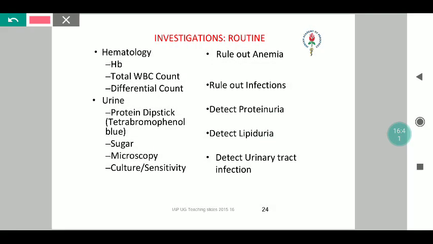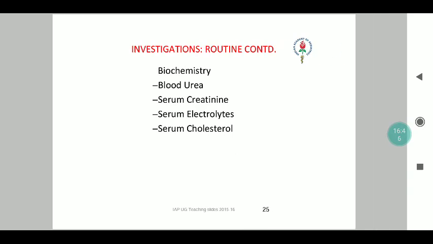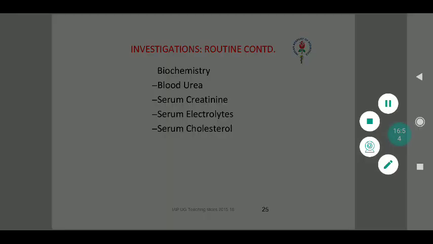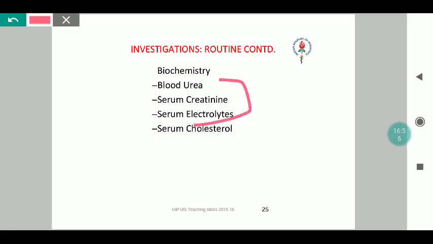Always important to send a culture the first time a child is being worked up for nephrotic syndrome, to detect an underlying UTI. UTI could be the trigger. Subsequently, biochemical investigations of urea, creatinine, and electrolytes need to be done, because this collectively forms the RFT. Renal function test is mandatory, and serum cholesterol for diagnostic purpose is mandatory.